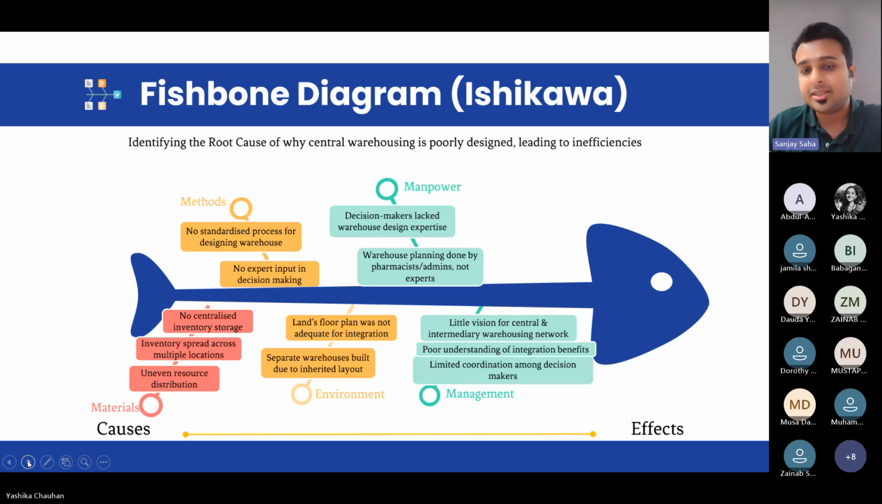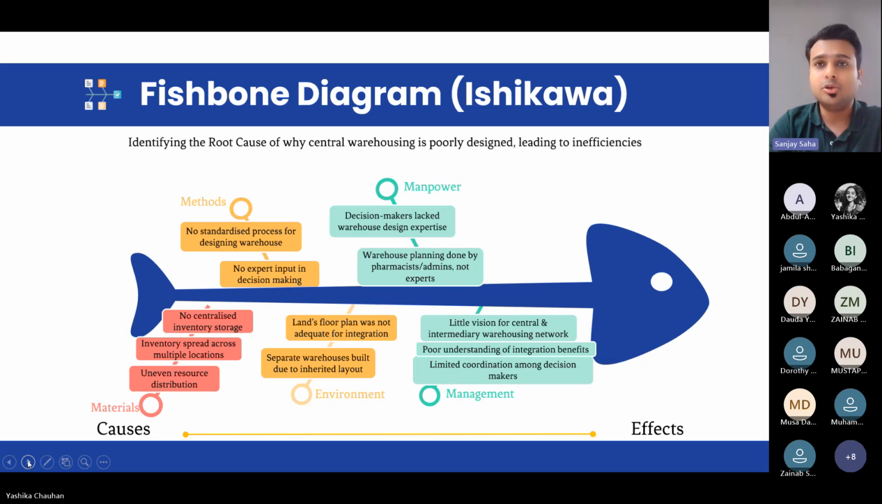In this case, the effect that we are looking at is what is written on top of the slide, which is the poorly designed central warehouse. That is the effect. Ideally, it should be written at the head of the fish. So maybe Ritika, please make sure next time this is written on the head of the fish. Now, as we look at the causes, we can divide these causes under different segments. The segments could be anything. That is totally up to you how you segment these causes.